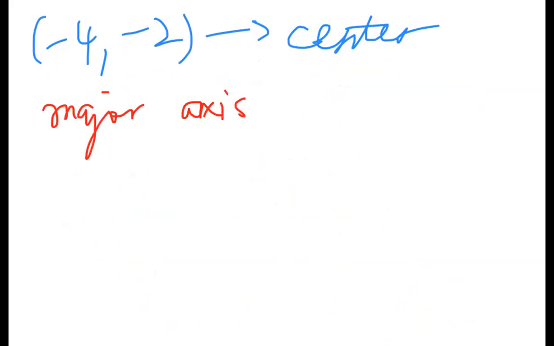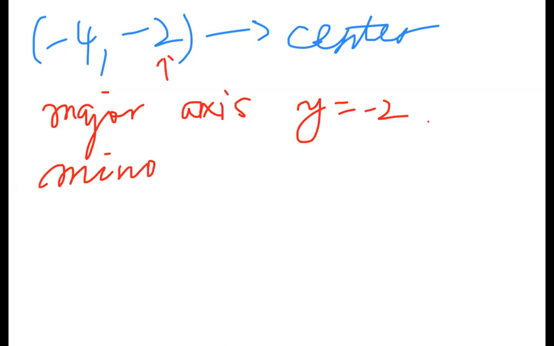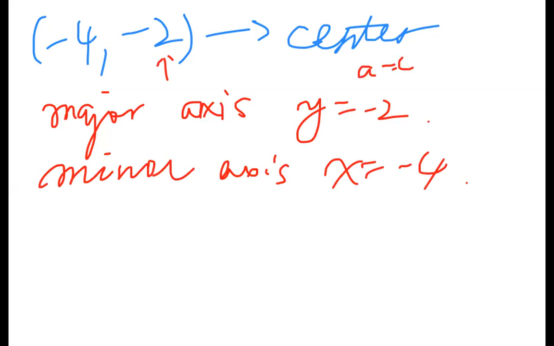Right. When it's from the x-axis now to the center at minus 4, minus 2, so this is y equals minus 2. And the minor axis, which was the x-axis, now moves to minus 4, so x equals minus 4. So from the y-axis to x equals minus 4. Right. So A is 4, B is 2.